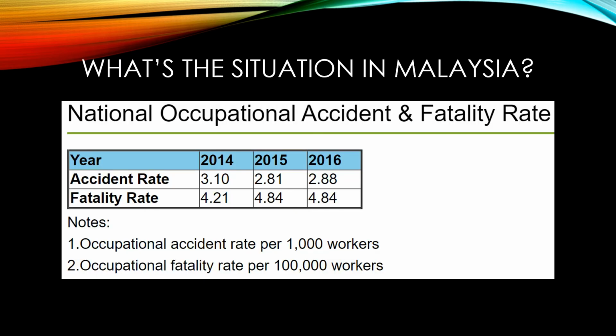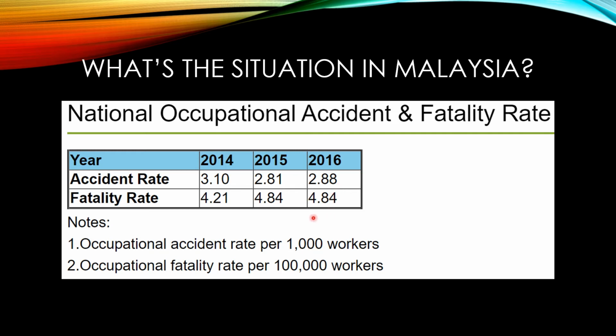What's the situation in Malaysia like? According to more recent statistics, the occupational accident and fatality rate has decreased in the case of accident rate, but has increased for the fatality rate. Okay, so here the occupational accident rate seen over here, more recent one, 2.88, represents 2.88 occupational accidents per 1,000 workers.